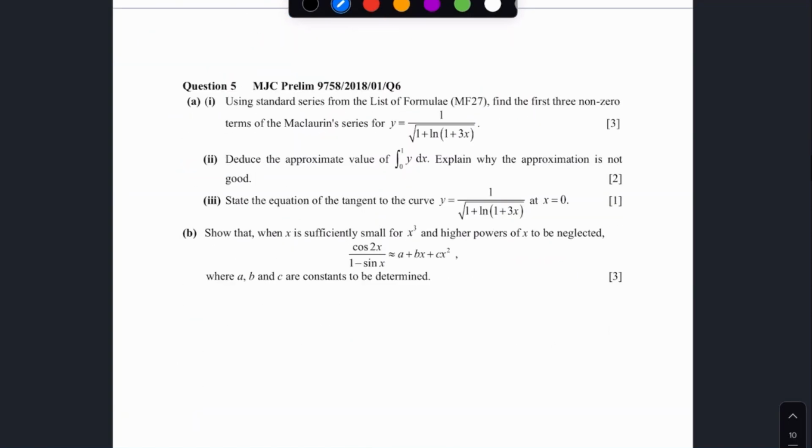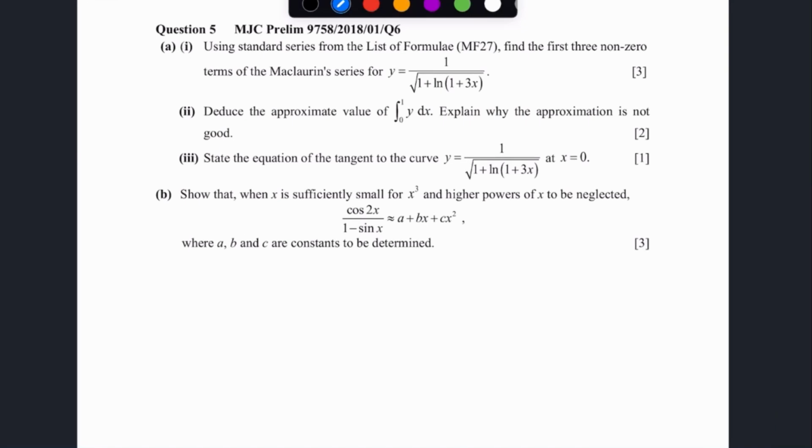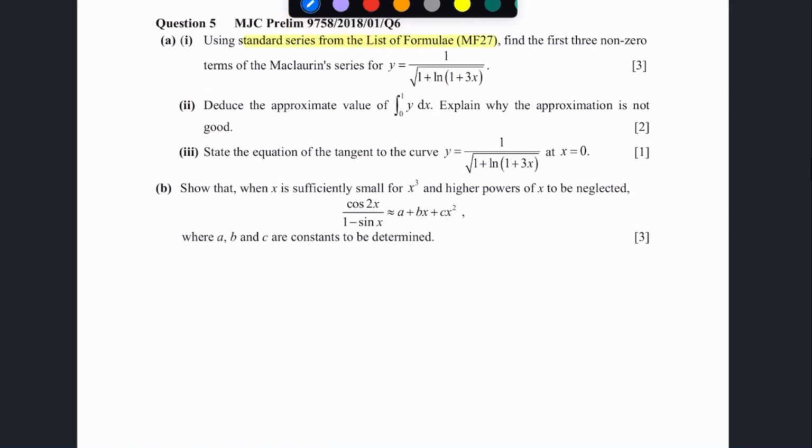Okay, question 5. Using standard series from the list of formula, find the first 3 non-zero terms of the Maclaurin series. The instruction is very nice: using standard series, which means that we are using MF27. So our y would be equal to 1 plus ln(1 plus 3x), power negative half.